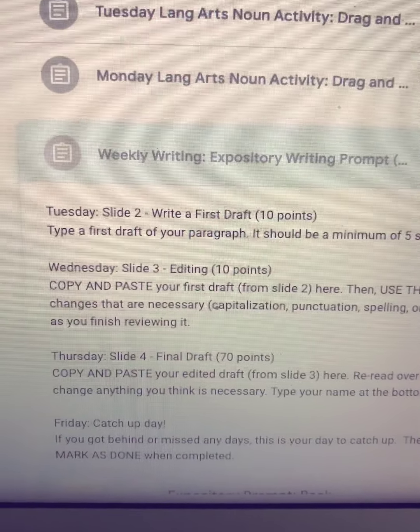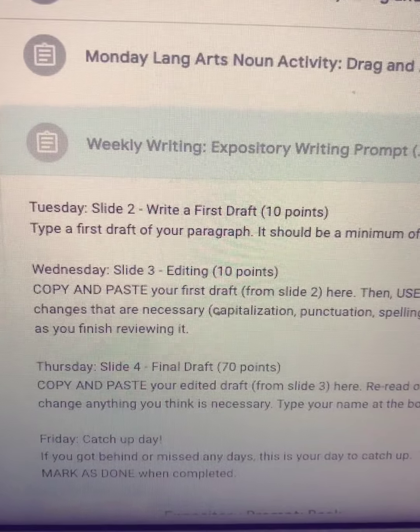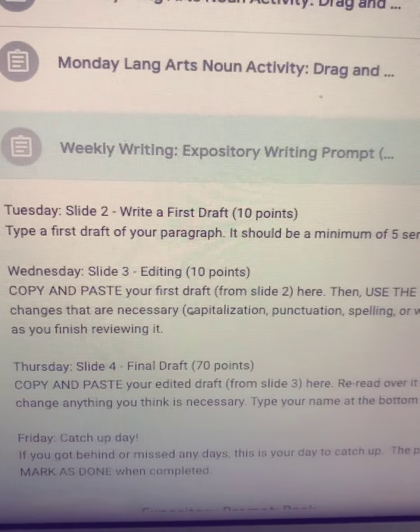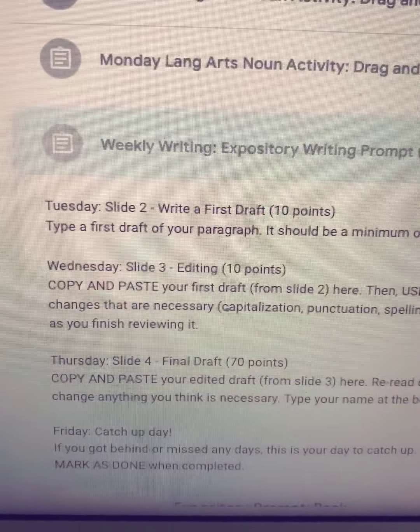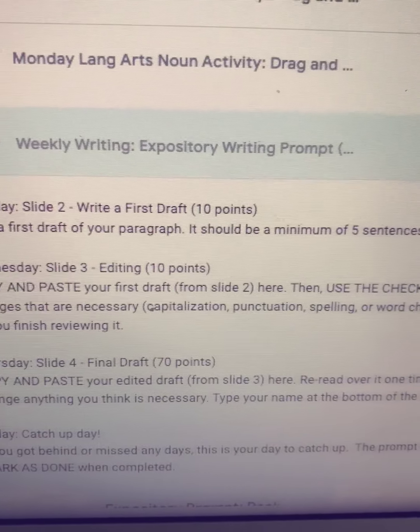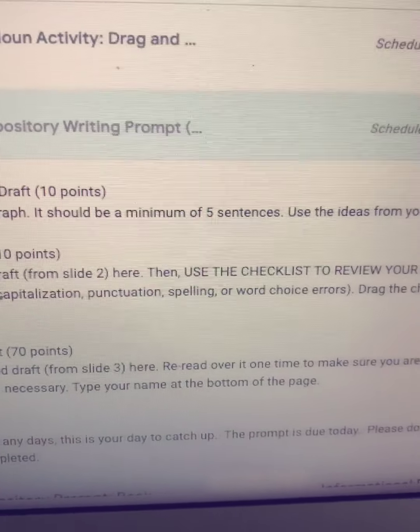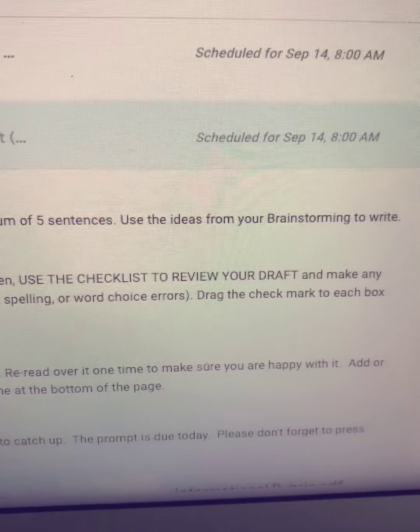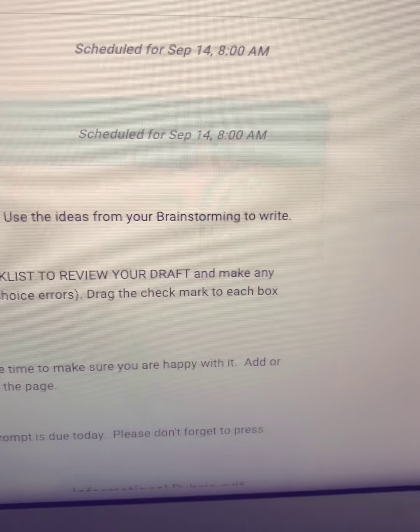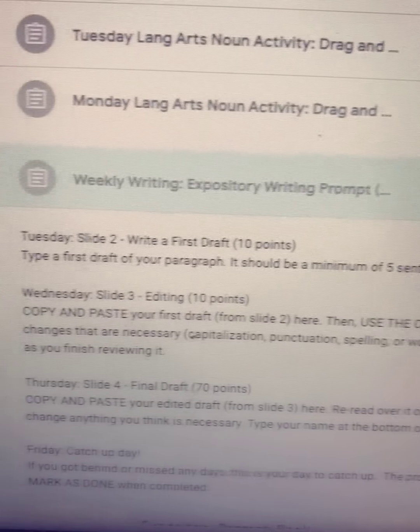Let's get started. So first, let's look at the instructions for Tuesday. It says Tuesday, slide 2, write a first draft, 10 points. Type a first draft of your paragraph. It should be a minimum of 5 sentences. Use the ideas from your brainstorming to write.